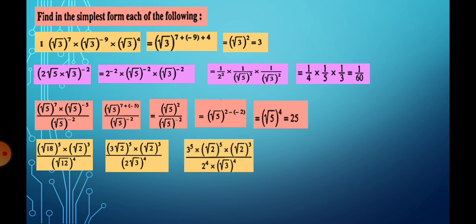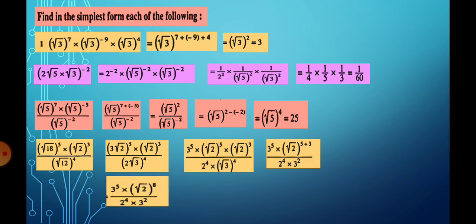We can write 3 to the power 5, root 2 to the power 5, root 2 to the power 3 over 2 to the power 4 times root 3 to the power 4. It will be root 2 to the power 5 times root 2 to the power 3 equals root 2 to the power 8, and root 3 to the power 4 will be 3 to the power 2. Then we can write it in the form 3 to the power 5 times root 2 to the power 8 over 2 to the power 4.